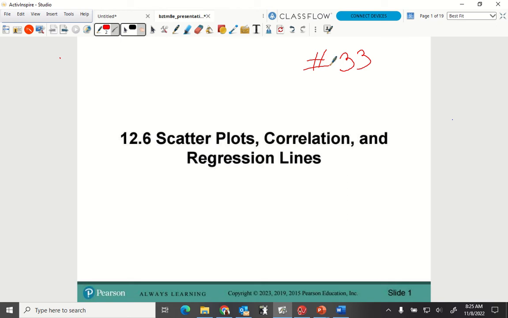Okay, just put it all in. Tape is somewhere around there. Make sure you update your table of contents as you go. All right, so 12.6, scatter plots, correlation, and regression lines.